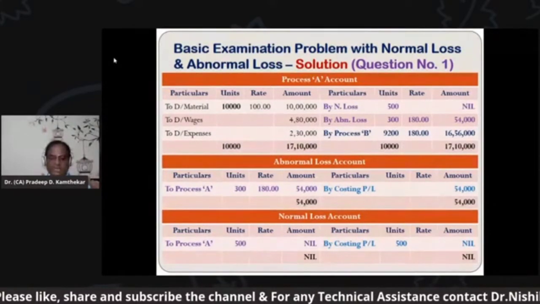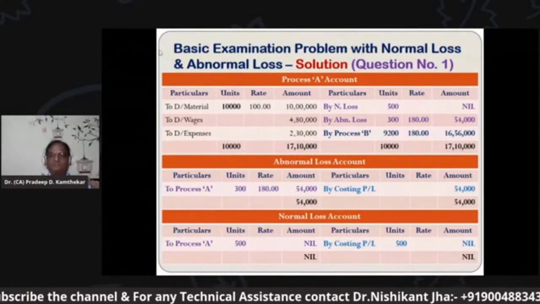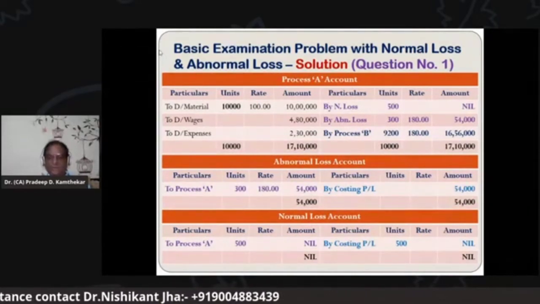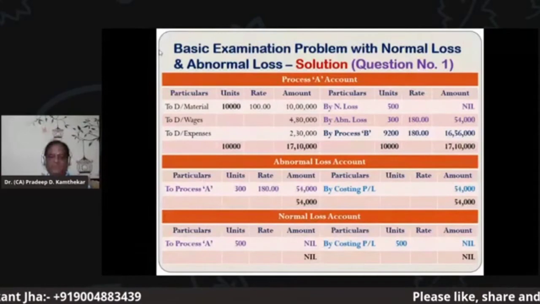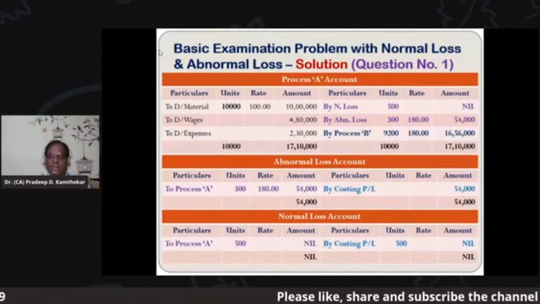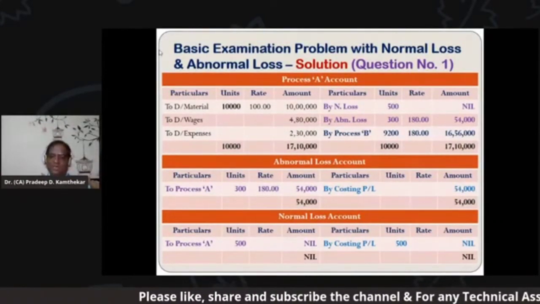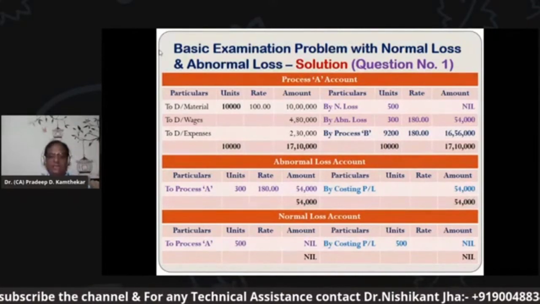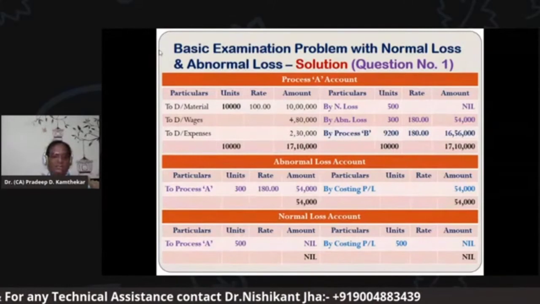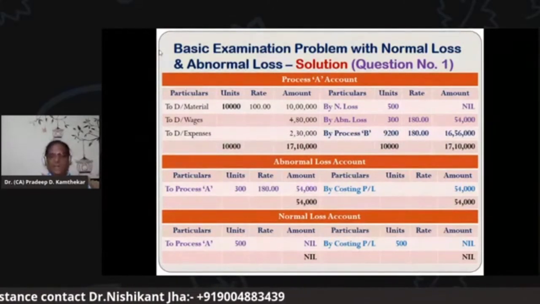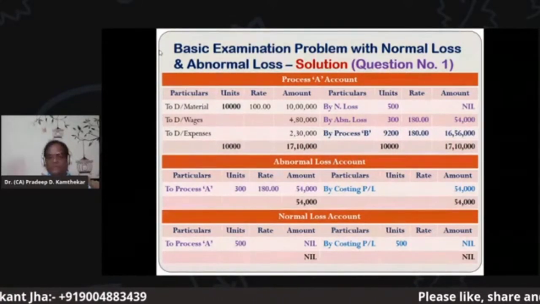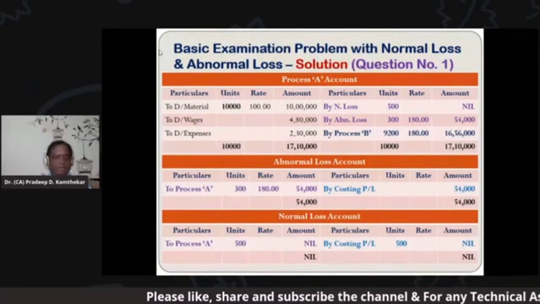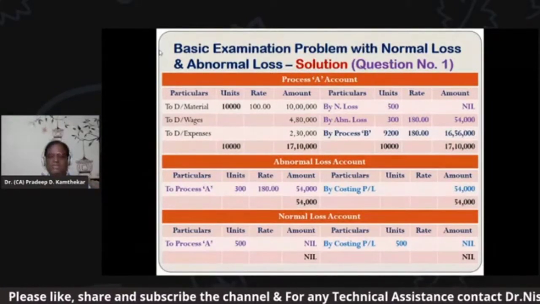And at this 180, we value abnormal loss, that is 300 units at the rate of 180, 54,000. And that actual output of 9,200 is transferred to process B at the rate of again cost per unit 180, that is 16 lakh 56,000, which you will see in the next slide on the debit side of process B account. Now see normal loss. Credit, we say by normal loss, 500 units, amount is nil. This comes on the debit side of normal loss, as to process A 500, amount is nil.